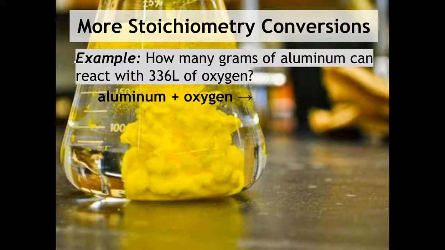So let's look at a question. How many grams of aluminum can react with 336 liters of oxygen? Well, I've already given you aluminum plus oxygen. So what's going to be my products? Well, this is synthesis. You have aluminum and you have oxygen coming together, so you will get aluminum oxide.